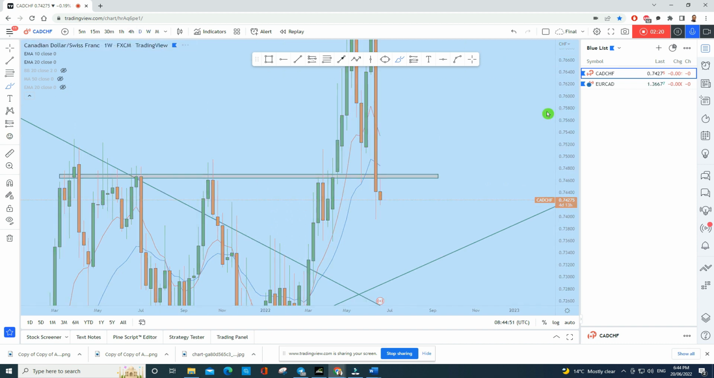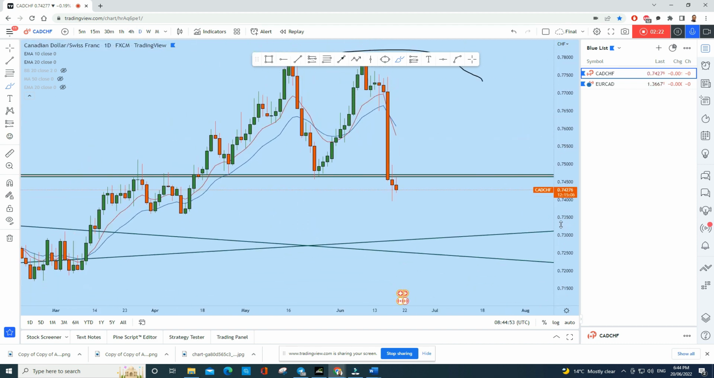Now going to the daily, we saw, as expected according to the weekly forex forecast, the price just went above, tested this zone, and now we see CADCHF making a move to the downside, and we can expect this price to come down. Maybe we could see a little bit of a fake out, or we could even see a drop from here.